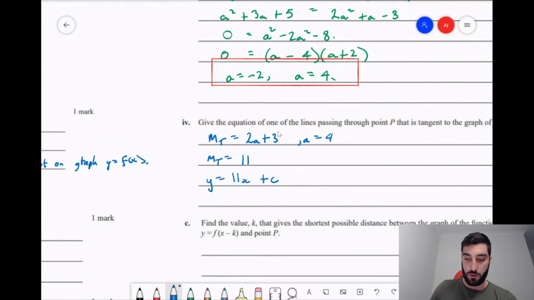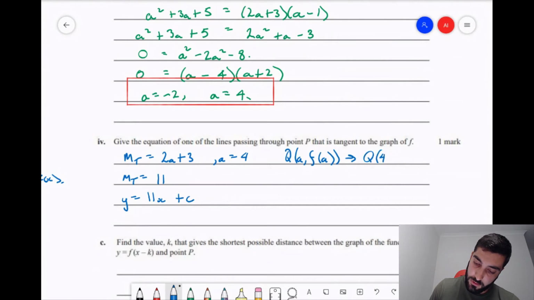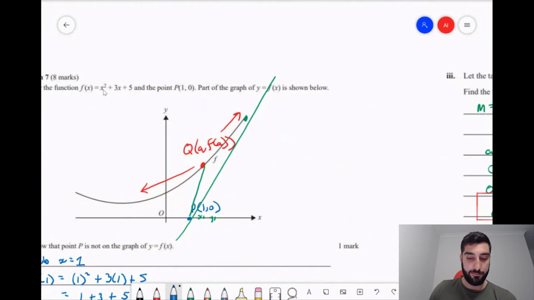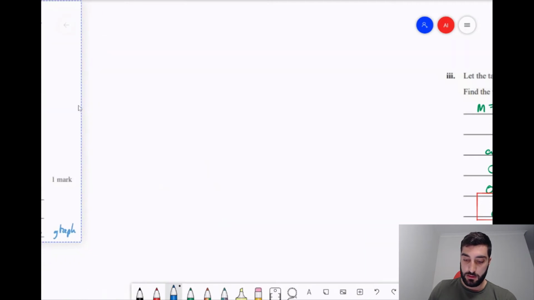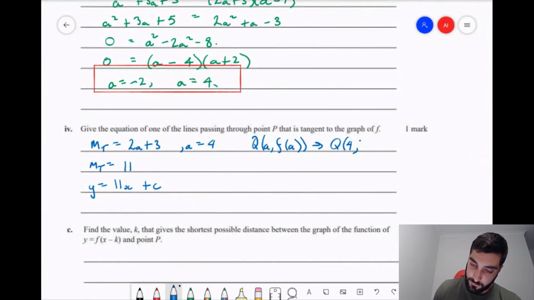To work out c we need to know a full coordinate that it passes through, which is the equivalent of point Q. We know that Q was equal to a, f of a, so therefore Q at 4 would be equal to f of 4. If we sub 4 into the original function, we'll have 4 squared, which is 16, plus 3 times 4, 12. So 16 and 12 is 28, plus 5 is 33. Now we know this point here is (4, 33).